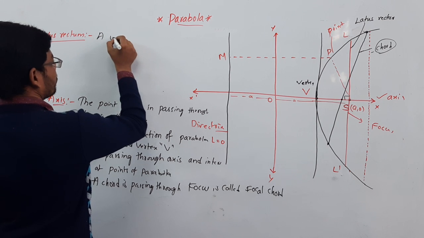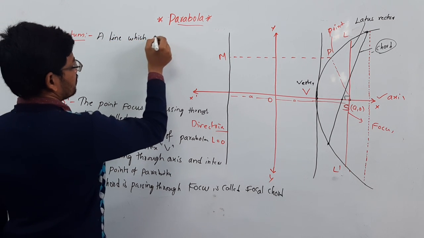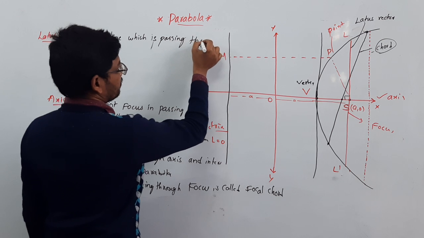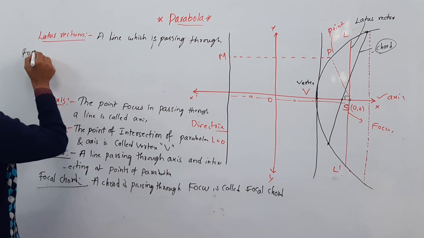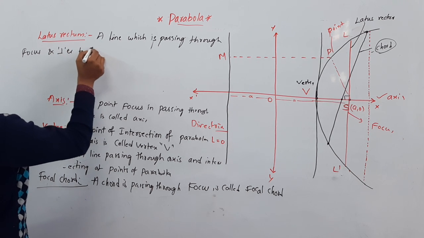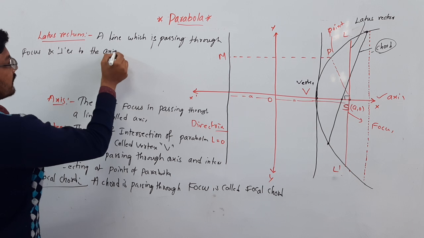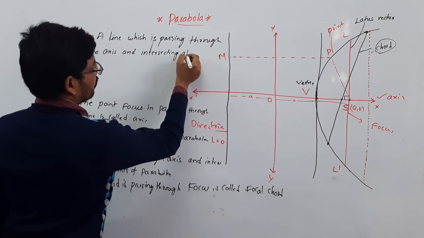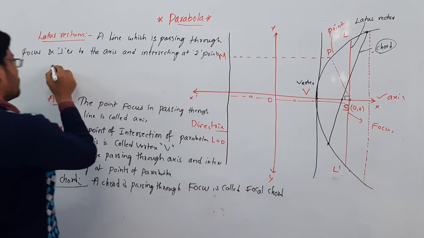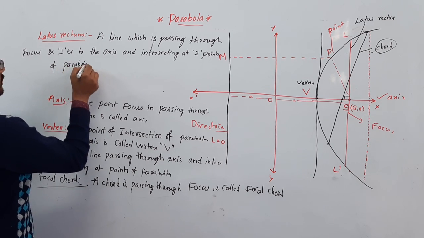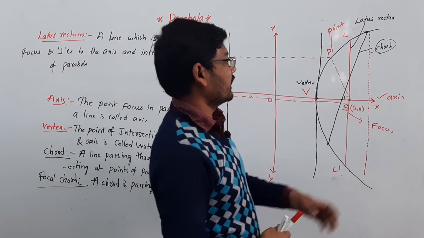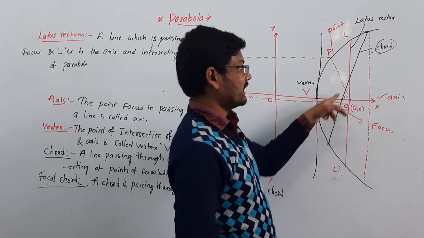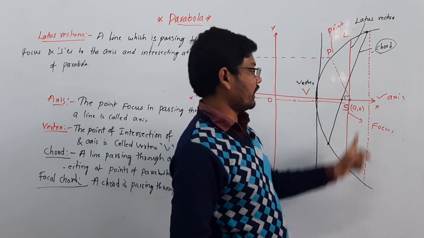A line which is passing through the focus and perpendicular to the axis and intersecting at 2 points of the parabola. Here latus rectum is this line, passing through the focus, perpendicular to the axis, and intersecting at 2 points of a parabola.